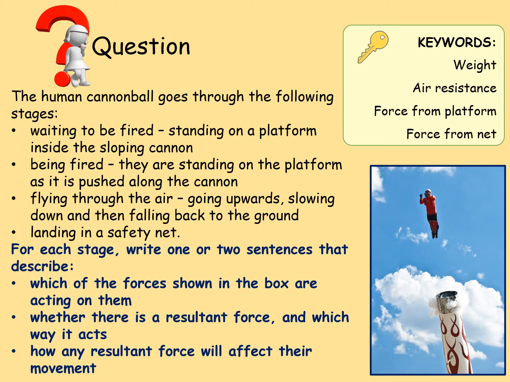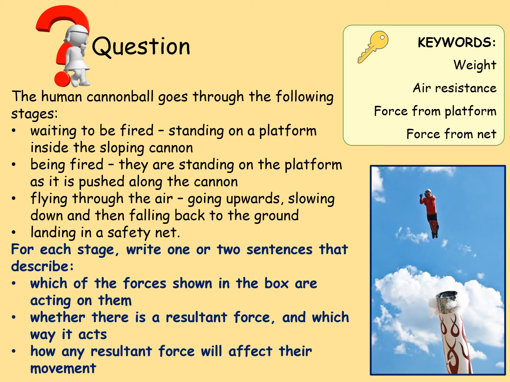All right. So our human cannonball 1, he's waiting to be fired. He's standing on a platform. So his weight is obviously acting downwards towards the center of the earth, but the force from the platform is pushing back up on him, okay? And he is not experiencing a resultant force. The forces on him are balanced, therefore there will be no change in his motion.